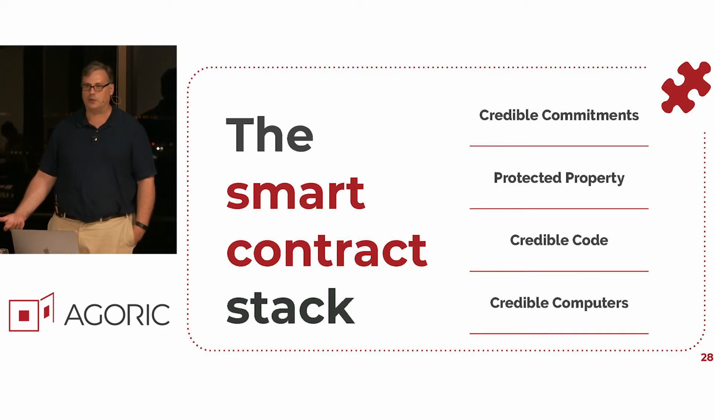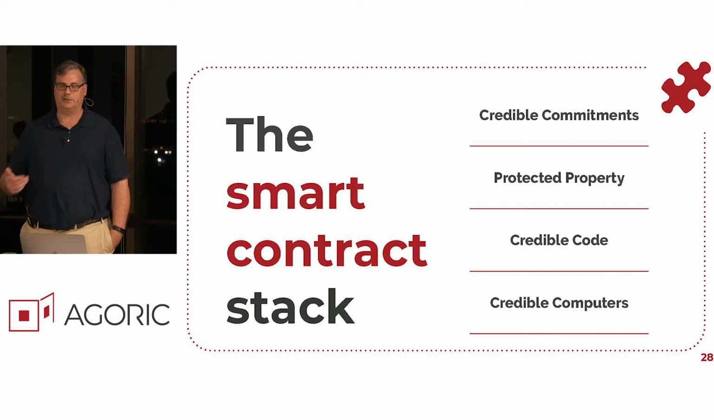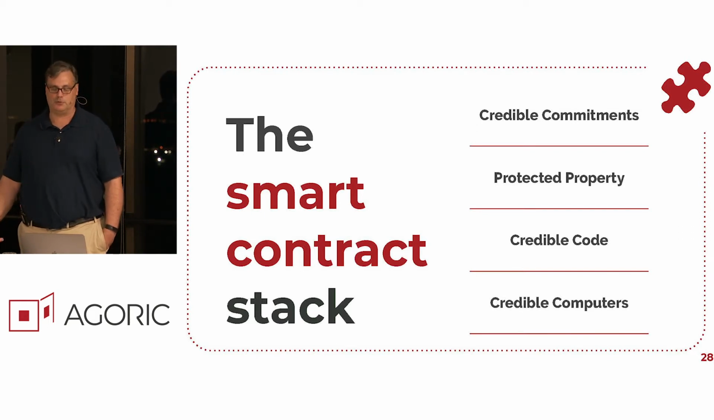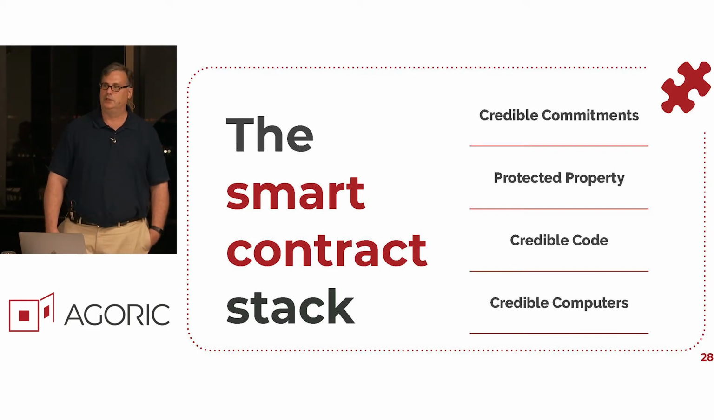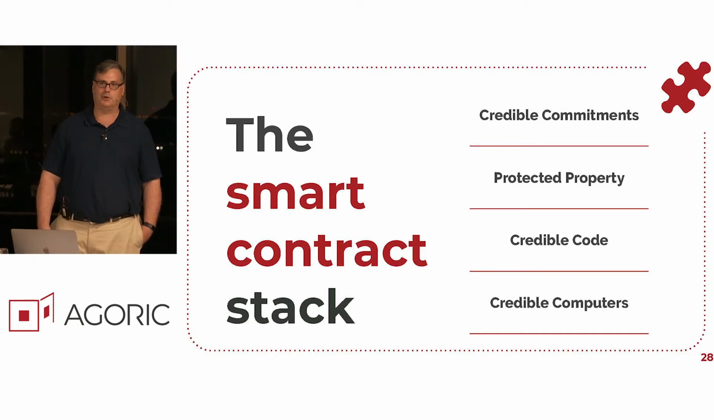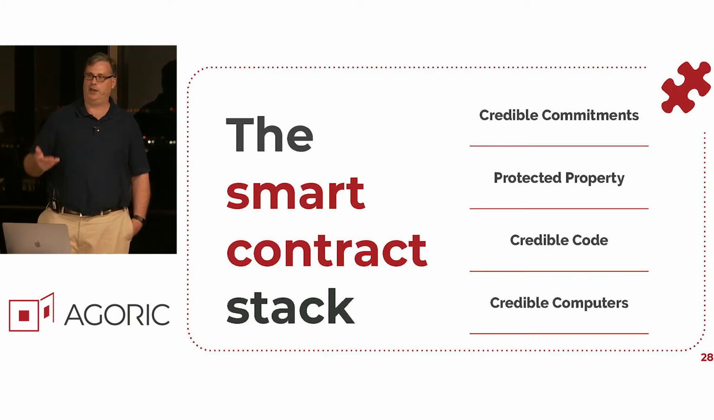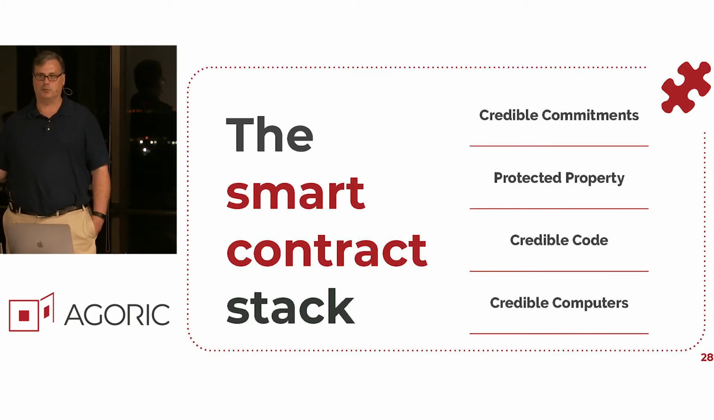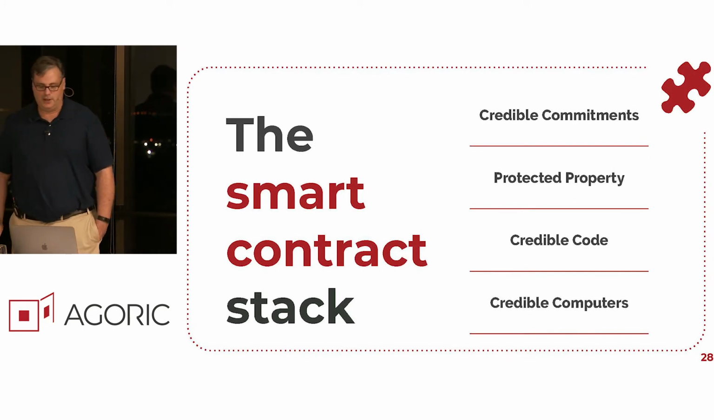At the lowest level, we have credible computers. Again, the blockchain gets us further down that road than we've ever been before. I don't think it gets us anywhere near perfection, but it gives us a much better credible computing base to build upon. But then you need credible code. A lot of effort, especially by Mark with the building of secure programming languages, has been to build the foundations, programming languages and virtual machines, so that we can build up a secure base for creating programs that are credible when they run. Today we also see formal methods bringing in other tools for getting credible code. And then there's this notion of what I'm calling protected property.